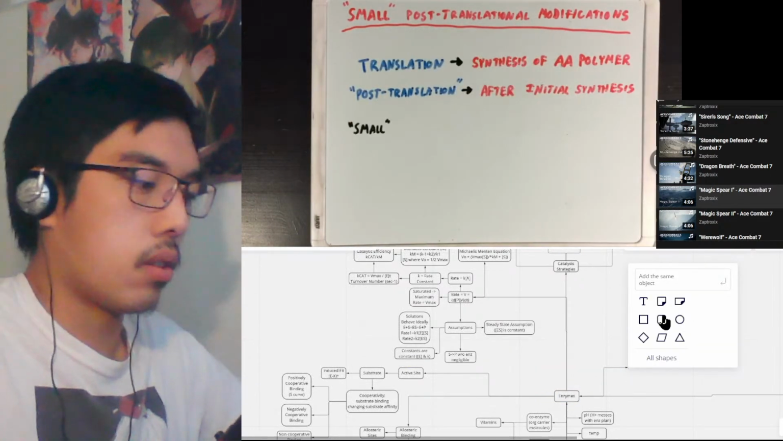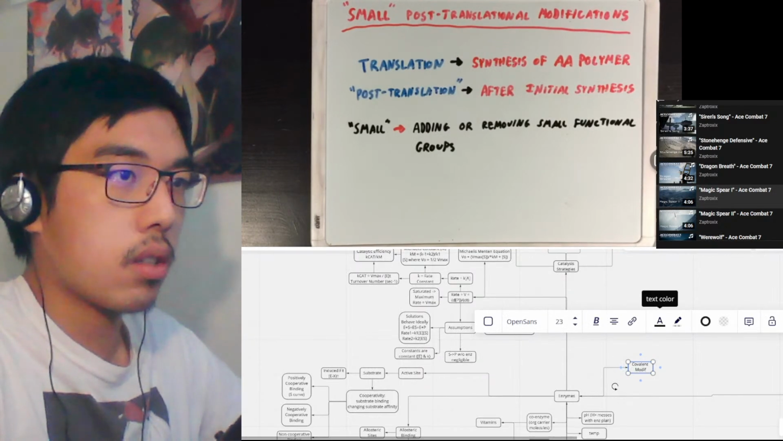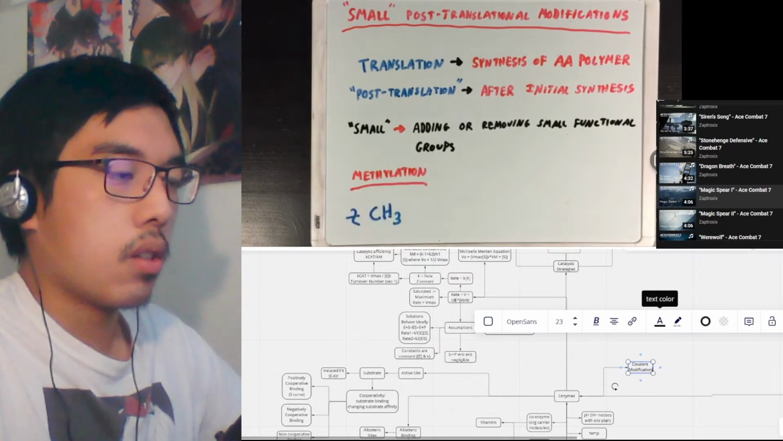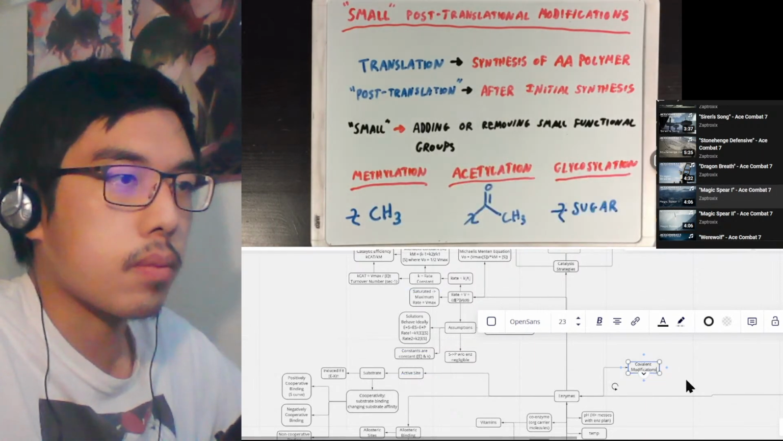Now when I say small, all I'm referring to are modifications that involve small functional groups being added or removed from an enzyme. And again, there are many different types of these, but I'm just going to touch on three. Methylation is a modification of a protein that involves the addition of a methyl group, or CH3, to a protein. Acetylation involves the addition of an acetyl group, and glycosylation involves the addition of a sugar molecule. And these are just three examples of a huge list.